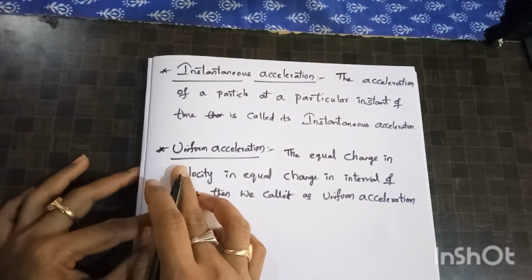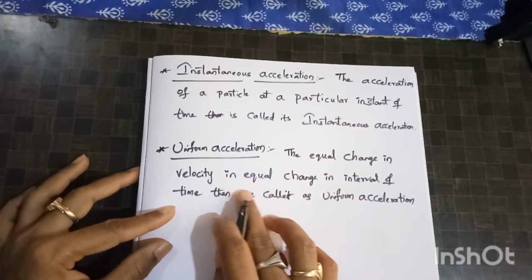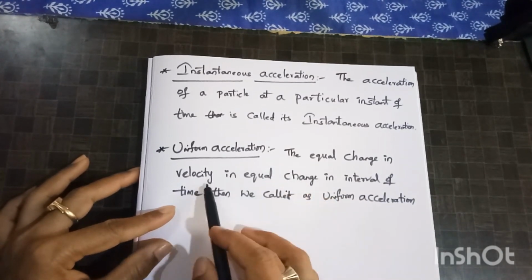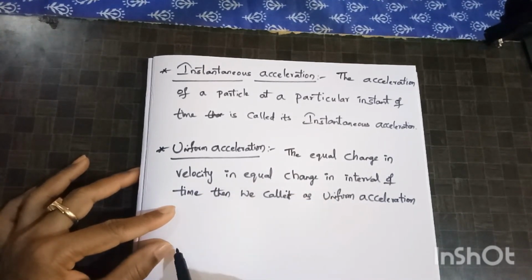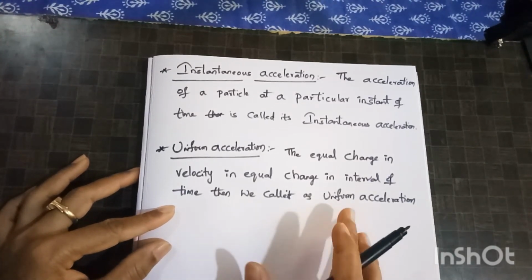Non-uniform acceleration means unequal change in velocity in equal intervals of time, or equal change in velocity in unequal intervals of time. Then we call it non-uniform acceleration. So this is about acceleration.